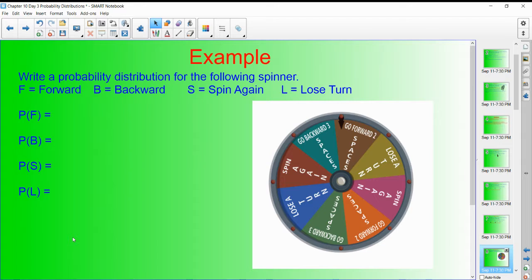So go ahead and take a look at this spinner. Write a probability distribution for this spinner. So I called the events F for forward, B for backwards, S for spin again, and L for lose a turn.